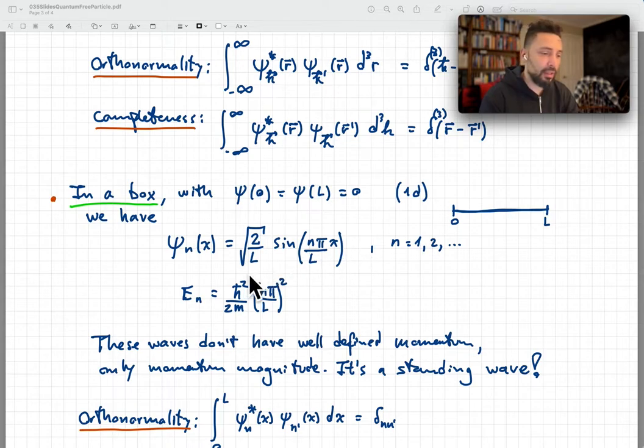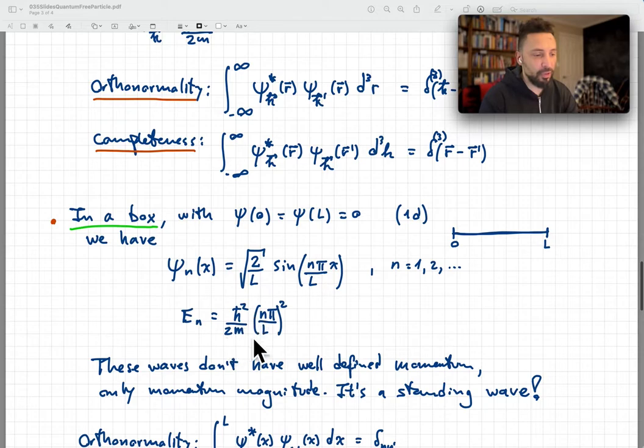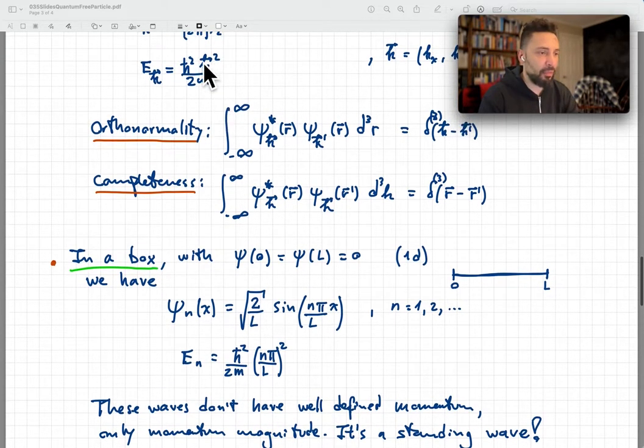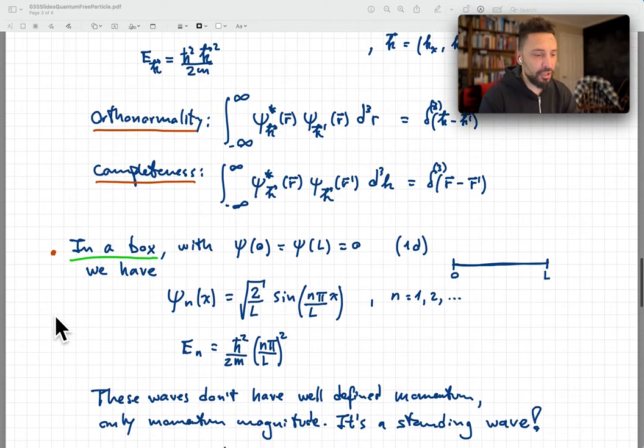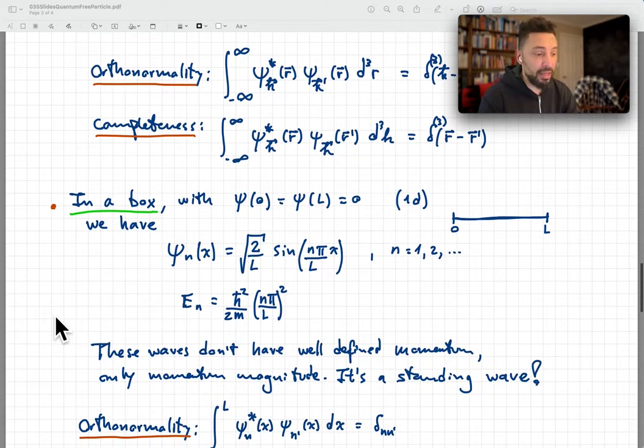Now, the energy associated with the state is a lot like the energies we saw before. There's an h bar squared over 2m, basically giving you the units. And then you have a type of momentum that appears squared up here. Well, here's n pi over L squared. Now, don't let that trick you. Here, momentum is not a good quantum number. The magnitude of momentum is, but the momentum itself is not.